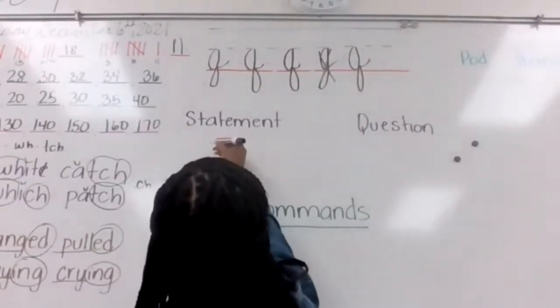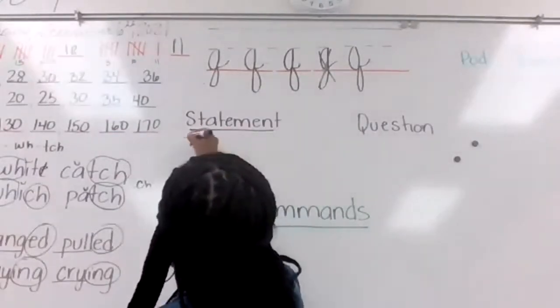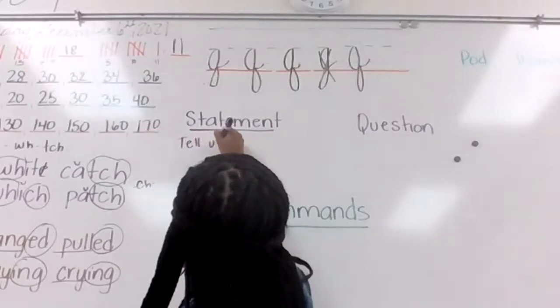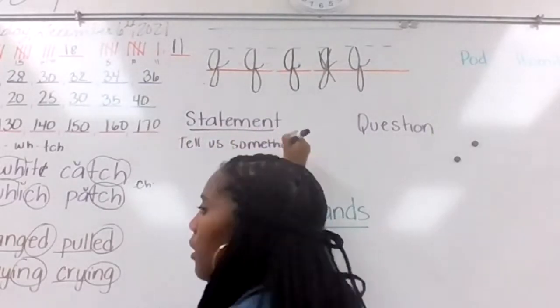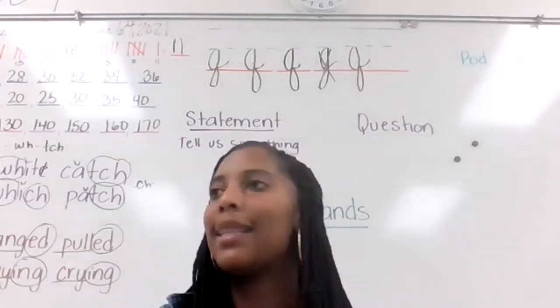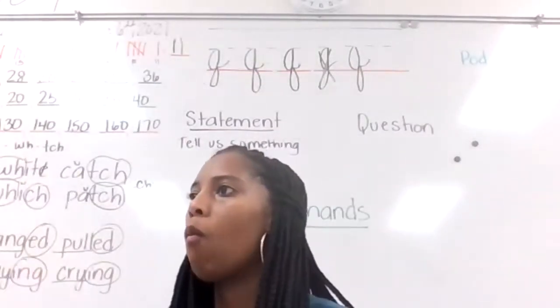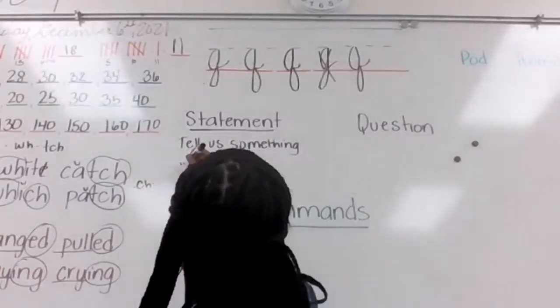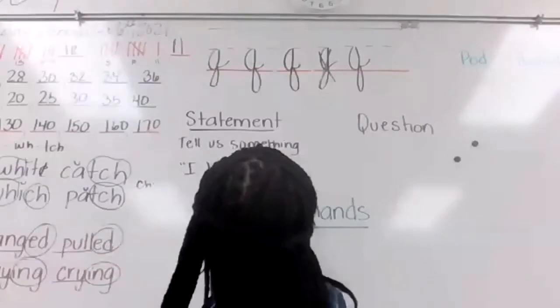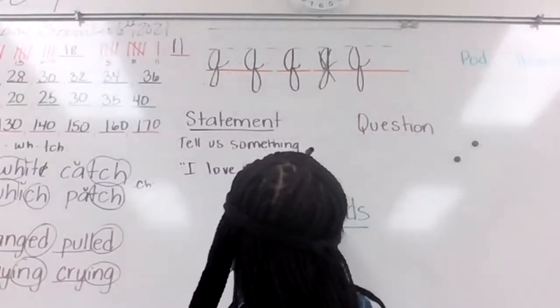It tells us something and gives us information. It tells us something. Can someone give me an example of a statement? An example of a statement sentence. Okay, what do you have, Faith? I love my mom. That would be an example of a statement. I love my mom. We have a who and a what. Who? I. What about you? Love my mom.